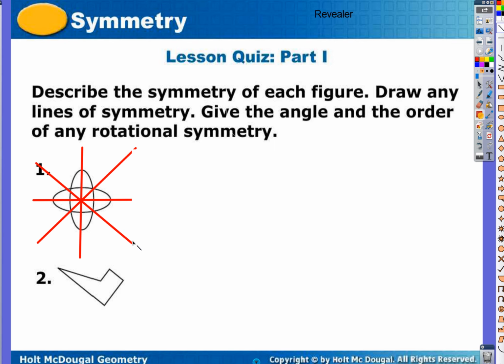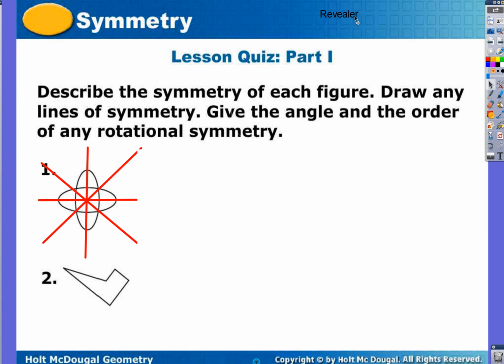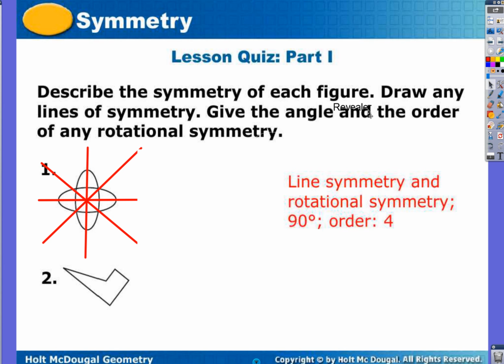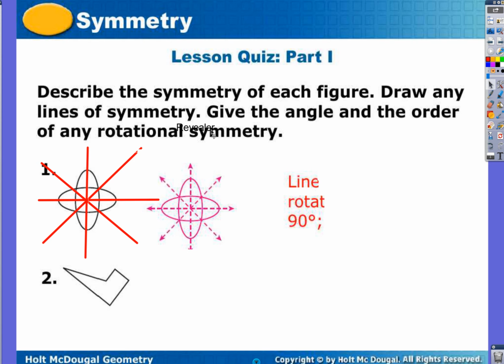How about rotational? How many degrees? 90. Let's see the grand reveal. Yeah, it has both line symmetry and rotational. 90 degrees. The order is 4. So when we write this in, we have to put 90 and 4. On the test on Tuesday, there are not a lot of these, but on the ones you do have, if they're asking you about rotational, they're going to ask you for the angle of rotation and the order.